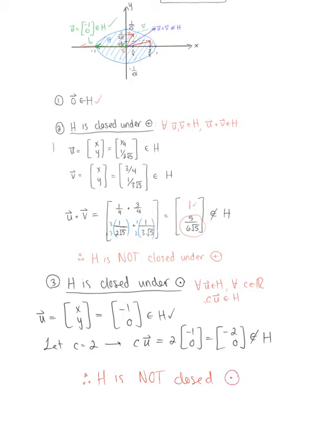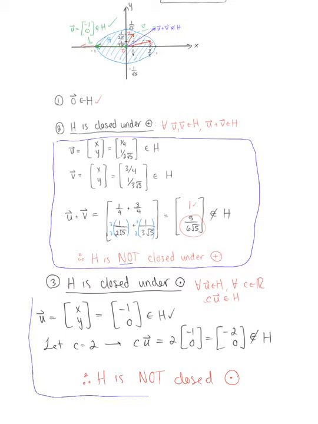So this is our first part of the solution, demonstrating algebraically that H is not a subspace of R2 because it is not closed under addition. And this is the second half of our solution here, demonstrating that H is not a subspace of R2 because it is not closed under scalar multiplication.